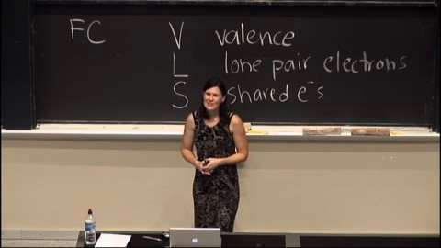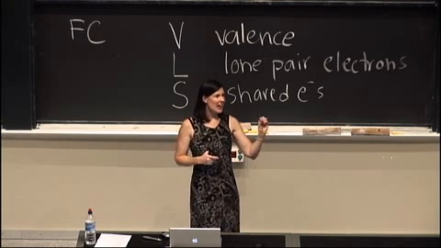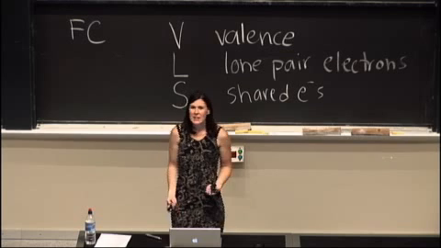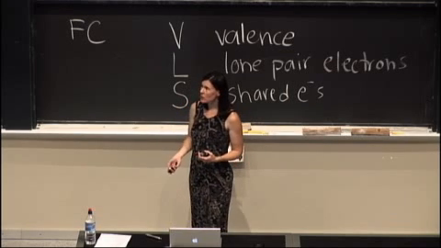So we can also get into a case where we have similar values in terms of absolute values of formal charge between two different molecules we're deciding between in their Lewis structures. And in this case, the tiebreaker goes to the molecule in which the negative charge is on the most electronegative atom. So let's look at an example of this here. So we could say, for example, this molecule here.